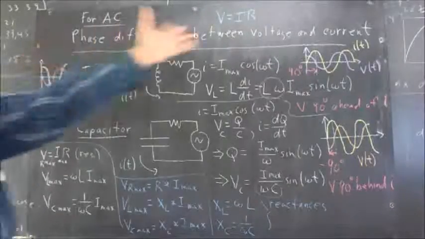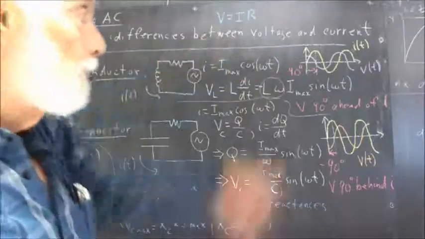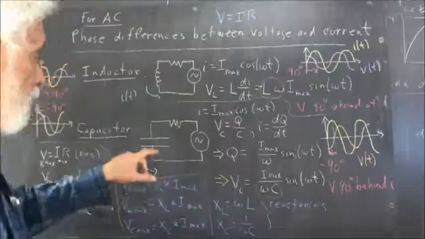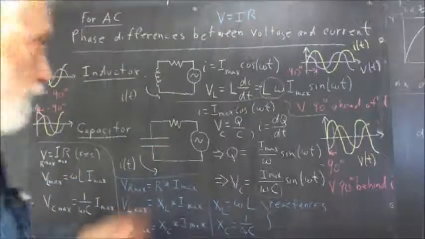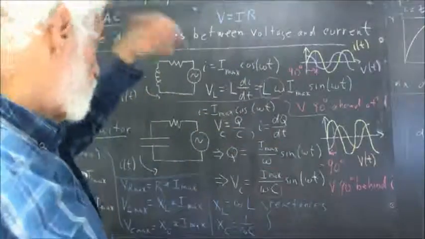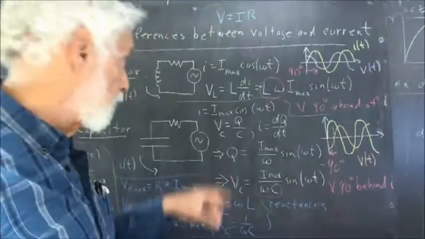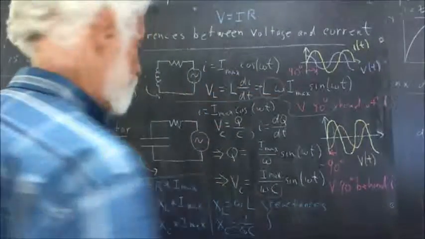Okay, looking at alternating current, at phase differences between voltage and current for an LR circuit and an RC circuit. In both cases we assume that we have a driving voltage, but we do this in terms of the current, and the current is I max times the cosine of omega t.